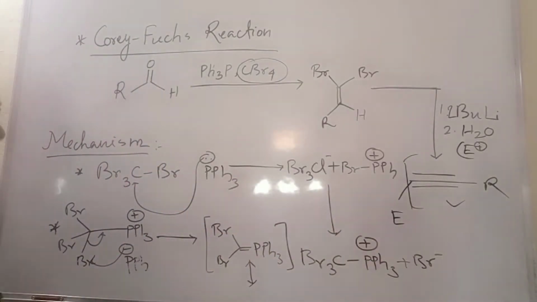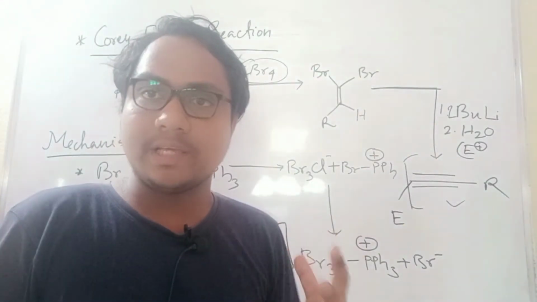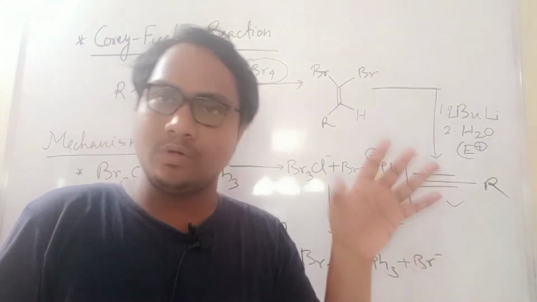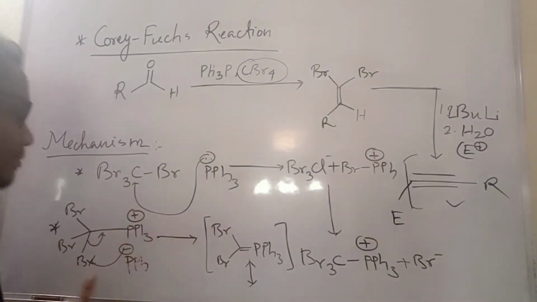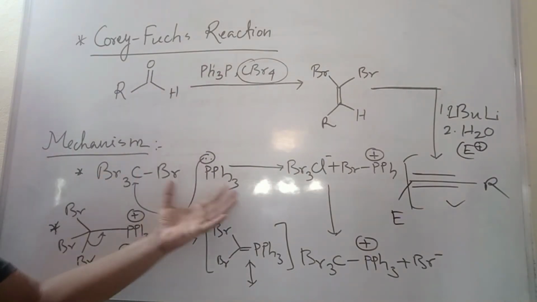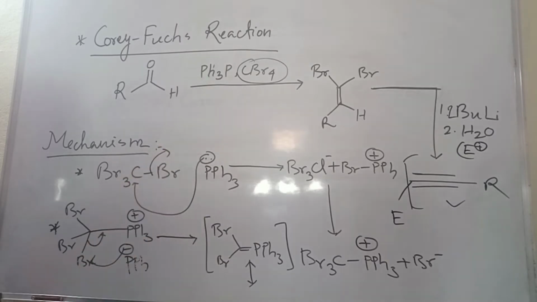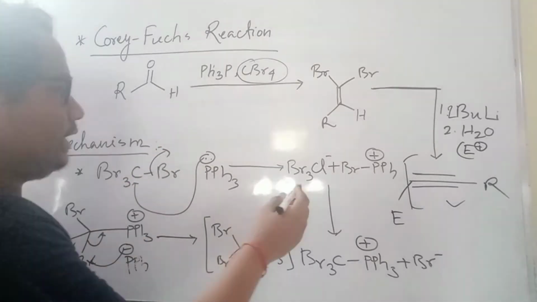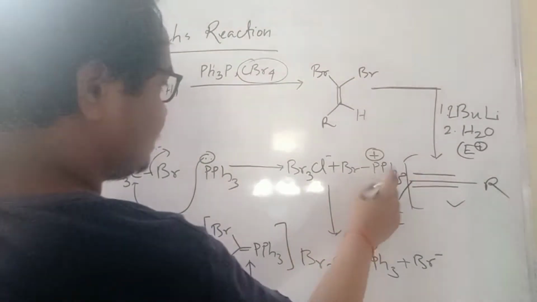For this you first have to understand the mechanism. What is the exact mechanism inside? A mechanism is always possible, not exact proof, but it is a mechanism. You see, this is carbon tetrabromide, and I use triphenyl phosphine. So in situ, this triphenyl phosphine will attack this, and bromide will leave. Then you get this bromo PPh3.